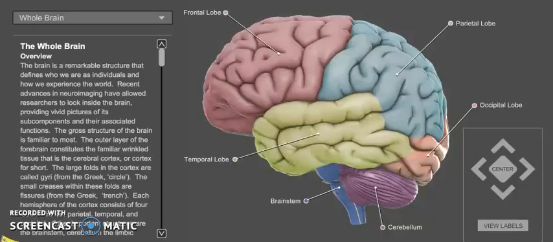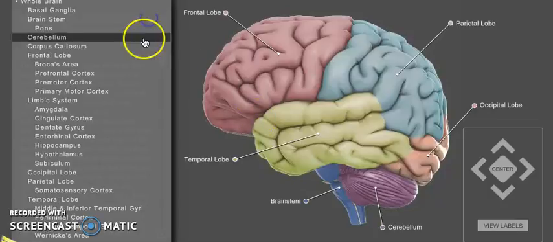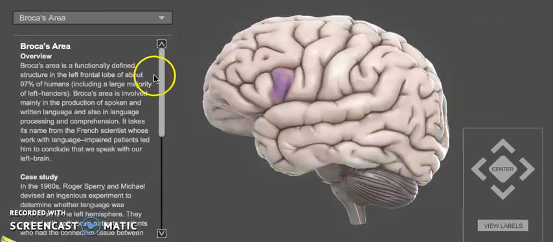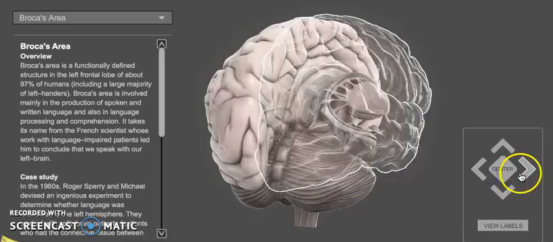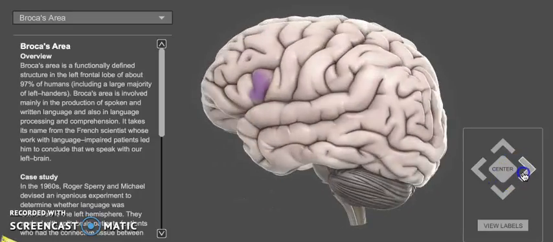Today I'm going to be talking about two separate parts of the brain. We're going to start in the frontal lobe where I want to talk about the Broca's area. The Broca's area is a structure found in the left frontal lobe. It is not found elsewhere in the brain, just in the left frontal lobe, and it is involved primarily in the production of spoken and written language and also in language processing and comprehension.